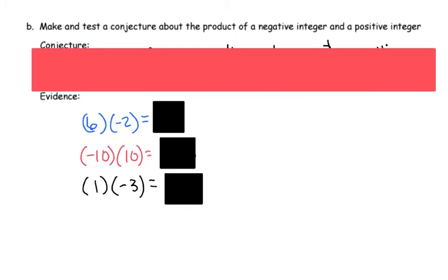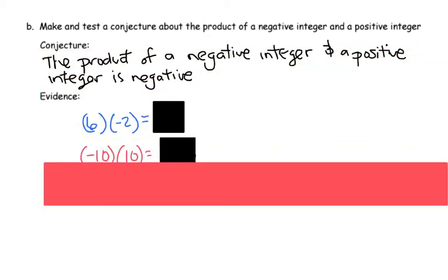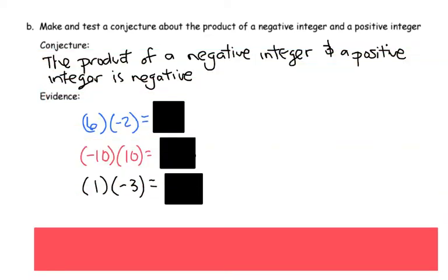All right, let's look at another problem. Make and test a conjecture about the product, okay? Product means multiplication, okay? The product of a negative integer and a positive integer. So what happens when we multiply a negative and a positive? Our conjecture: the product of a negative integer and a positive integer is negative. It's always going to be negative.